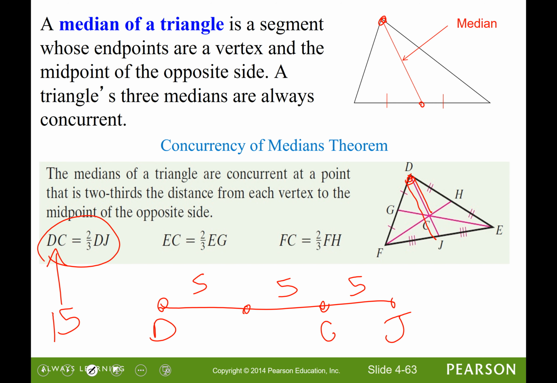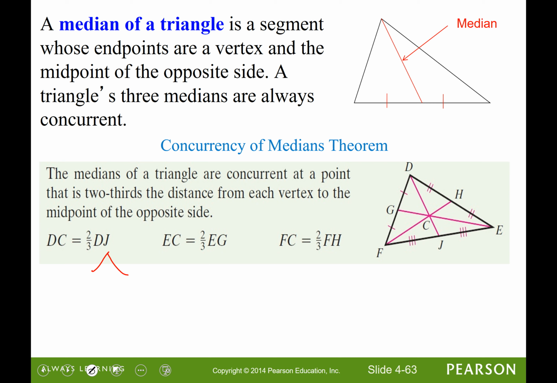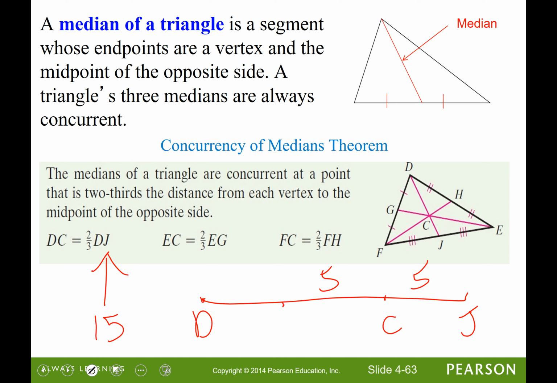Oh, hold on, not right. D to J, the whole thing, DJ, is 15 linear units. D, J, and C, 5, 5, 5. Okay, sorry about that. So DJ is 15 units. 2/3 of that is DC, so that gets 10 of our units. And 10 is equivalent to 2/3 of 15, so times 15 like that.